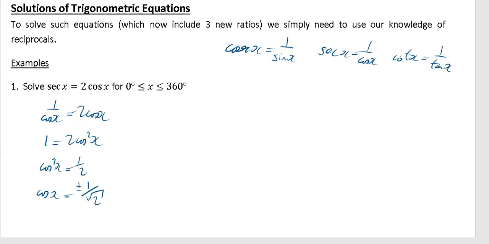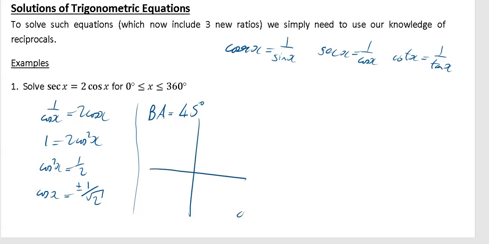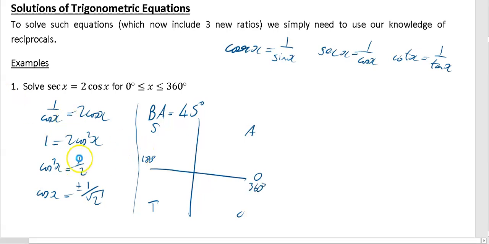And then we're on to our basic angle. Ignoring the plus or minus, just do cos to the minus 1 of 1 over root 2, and you're going to get 45 degrees. And then we will do our CAST diagram, C, A, S, and T. Very important example here. I'm going to mark on my 0, my 180 degrees, and then we're back to 360 degrees. Now, where do we put our 45 degrees? Which quadrants does it go into?